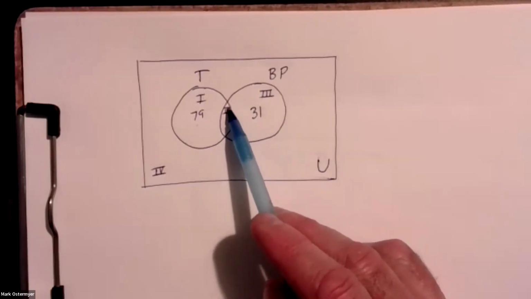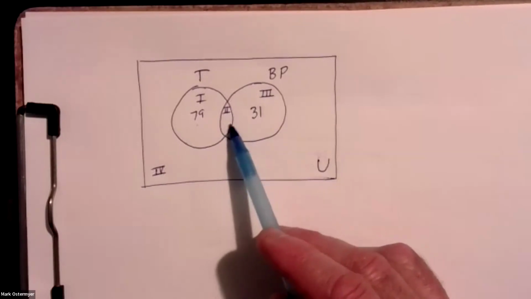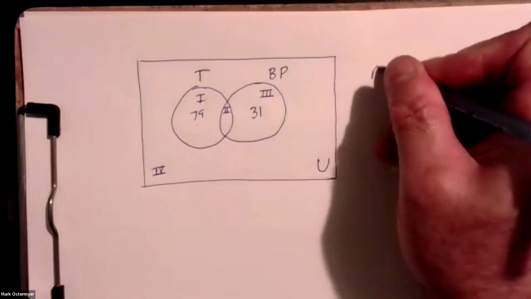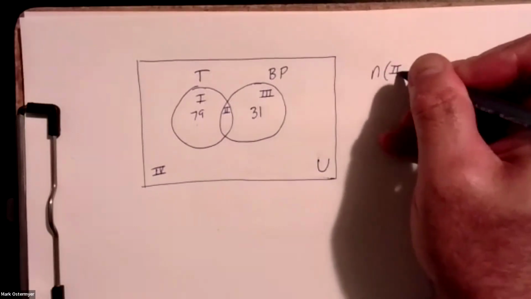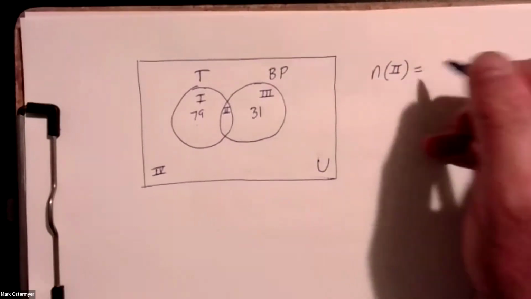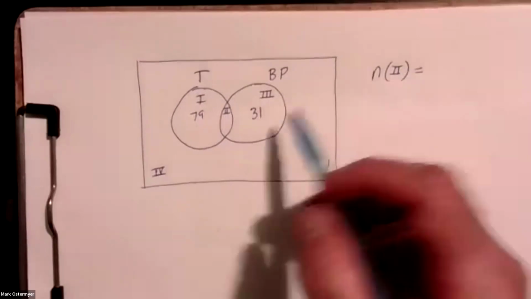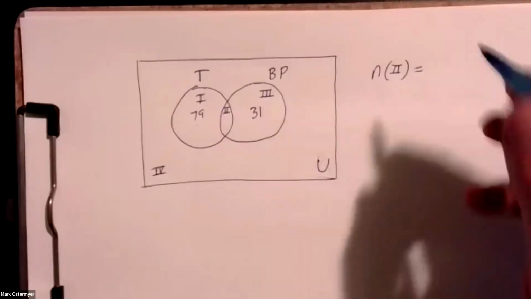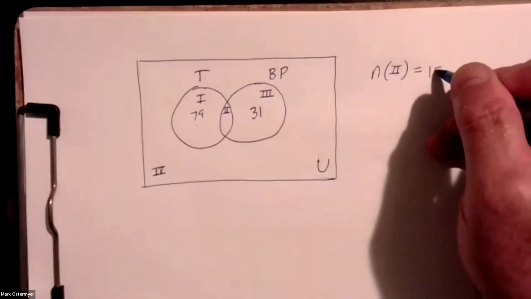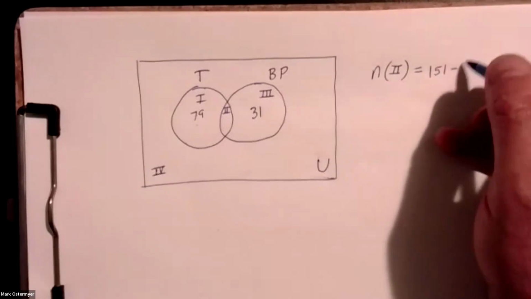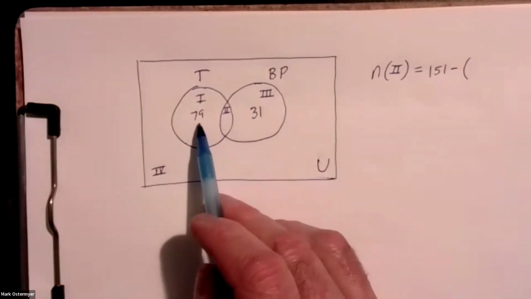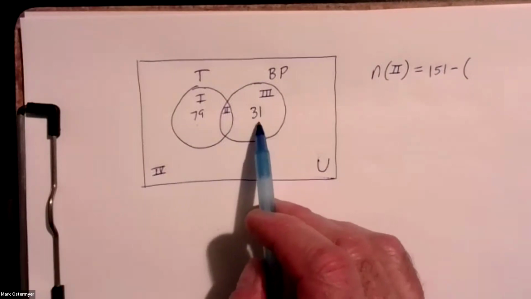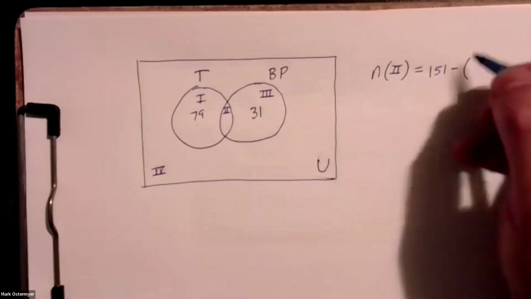Well, I'll tell you what. It's going to help us put an appropriate number into the intersection here. So what would be the cardinality of our intersection, region two? Well, we know 151 total people have had at least one or the other. So I could take the 151 and subtract off the fact that 79 only had tattoos and 31 only had body piercings. Do you agree?